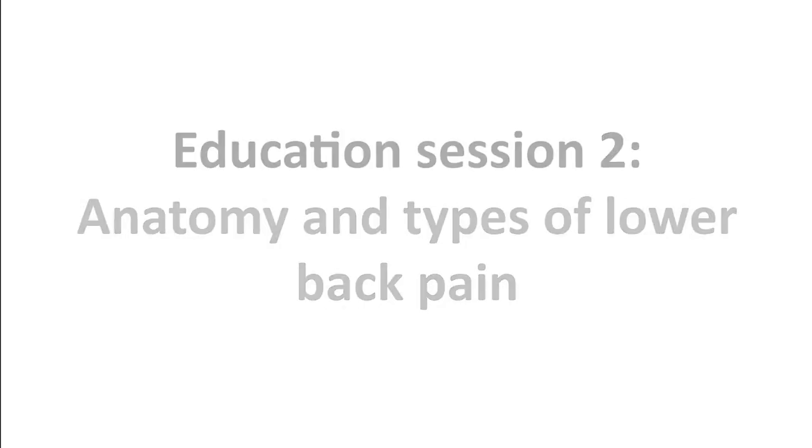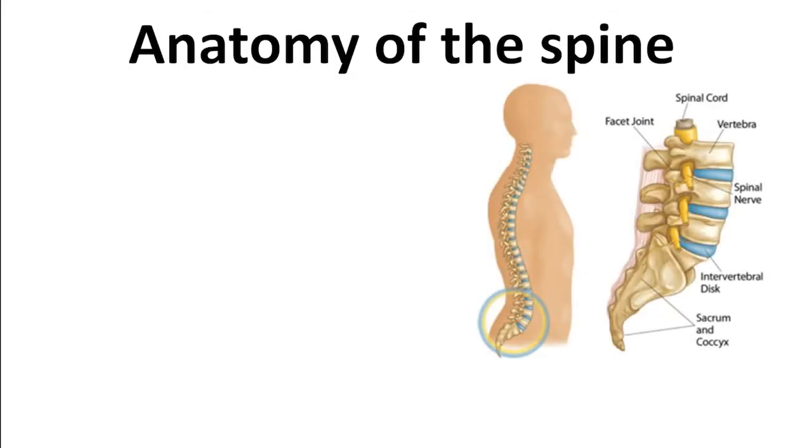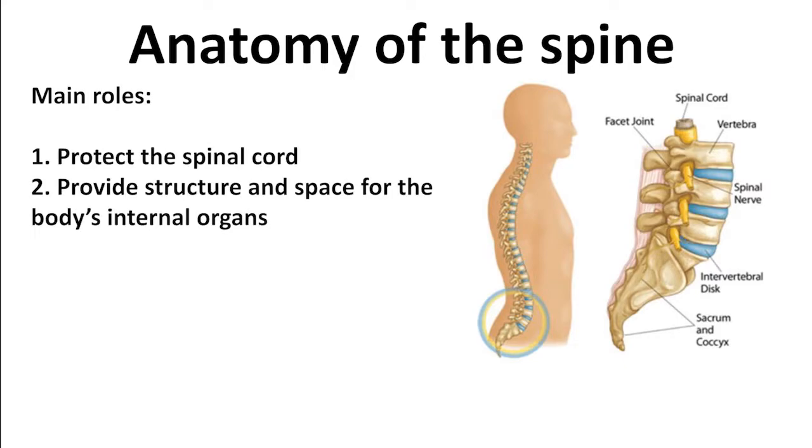Today we are going to be discussing the anatomy of the back and types of back pain that can occur. The spine's main role is to protect the spinal cord and provide structure and space for the body's internal organs.